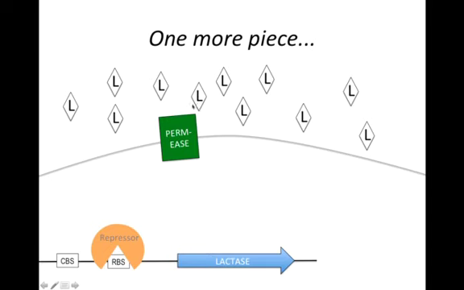So in fact, for lactose to get into the cell, it needs one more thing, which is another protein. It's a protein called permease. And the permease basically is just a channel that allows the lactose to get into the cell.